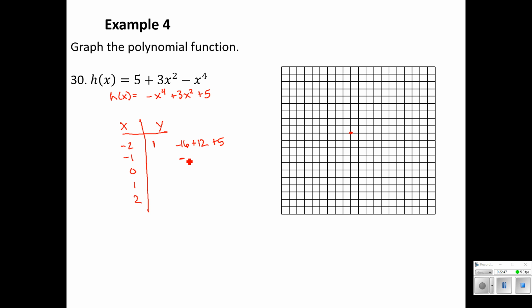Negative 1, here we've got negative 1 to the 4th, which is 1. But again, we got that negative sign out front. Plus 3 times negative 1 squared, plus 5. So here we're up at 7.